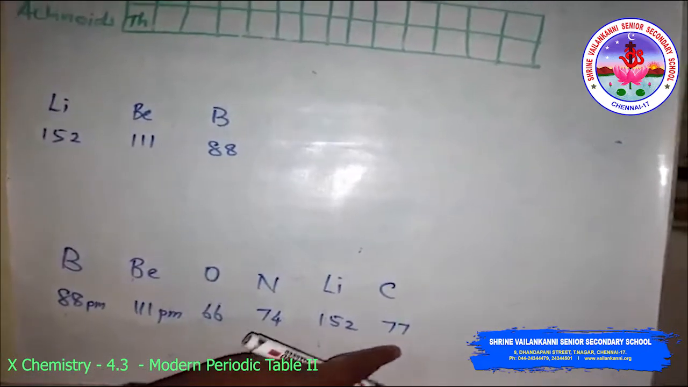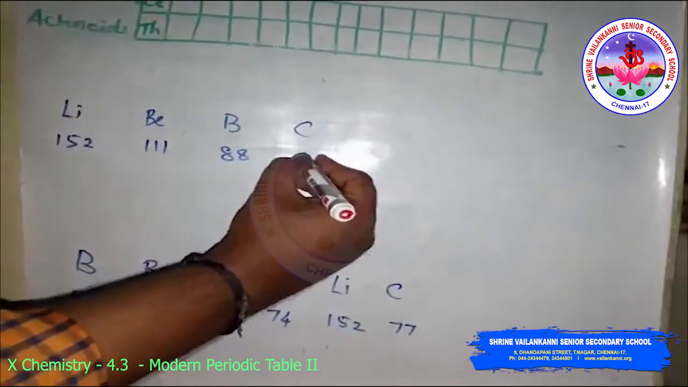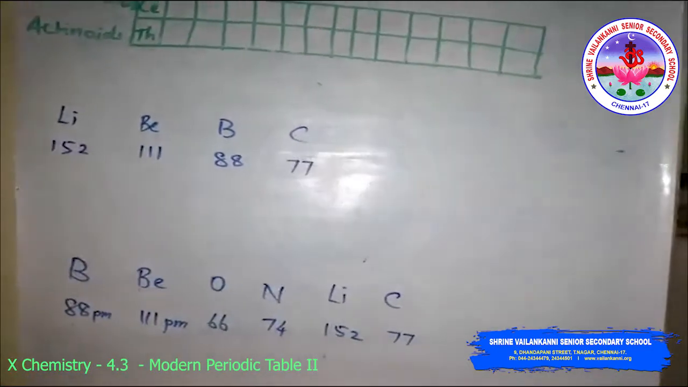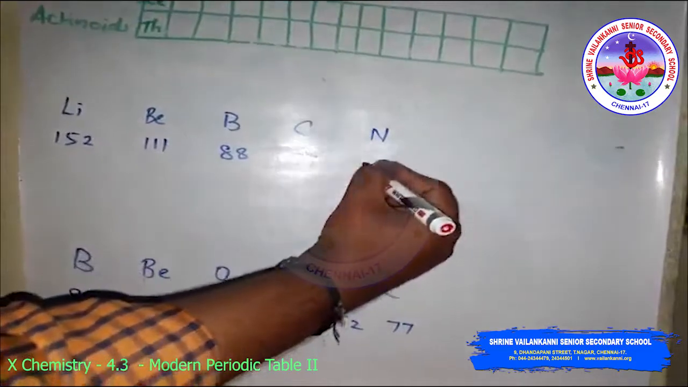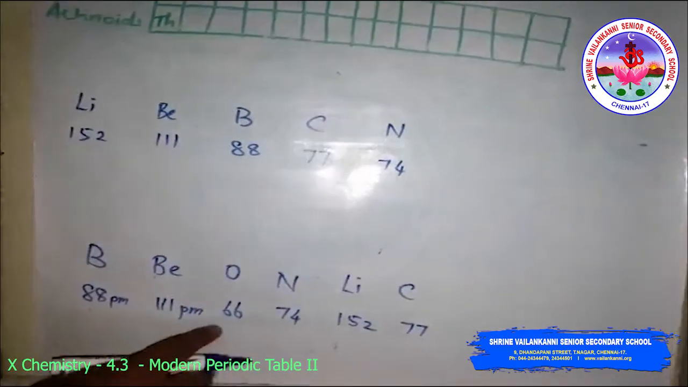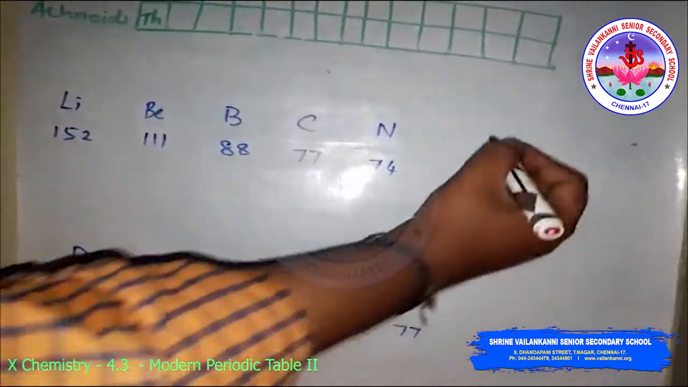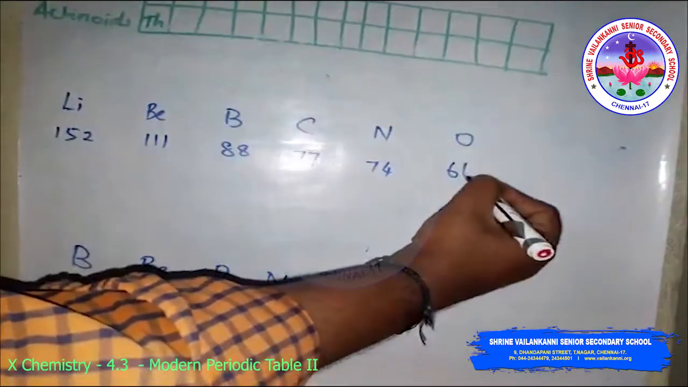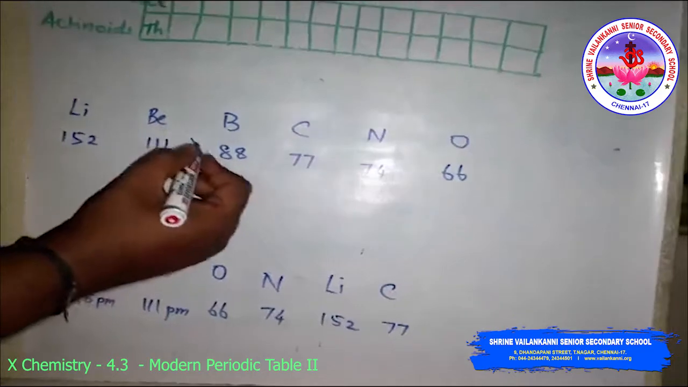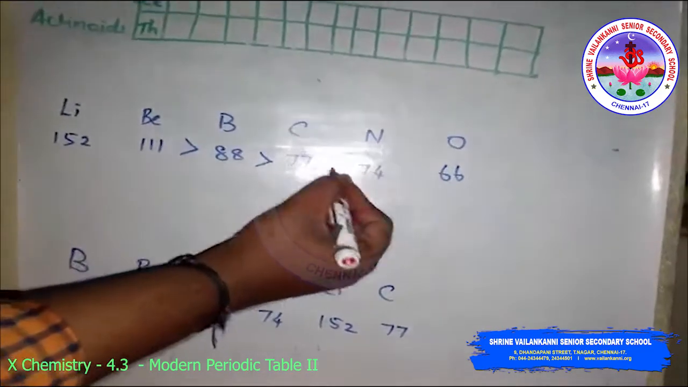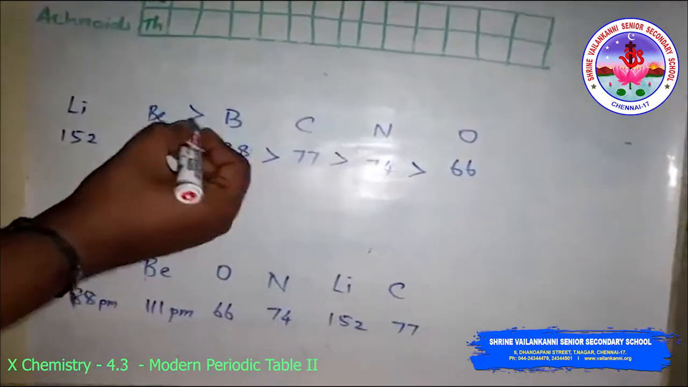Boron, 88. Carbon 77. Then nitrogen is 74. Then oxygen 66. So this is the decreasing order of the atomic radius.